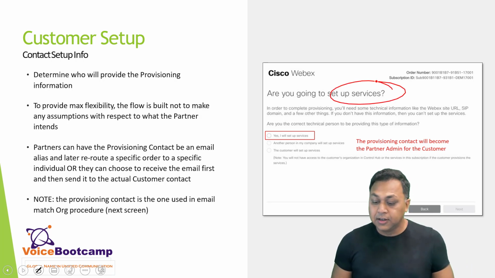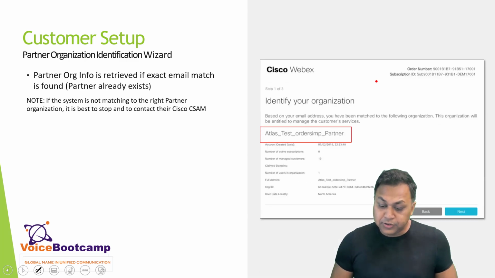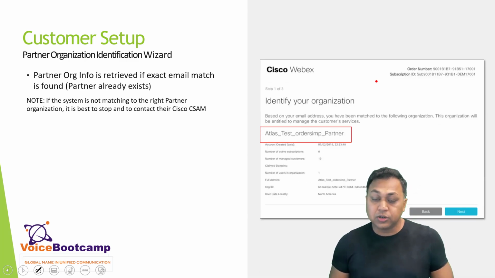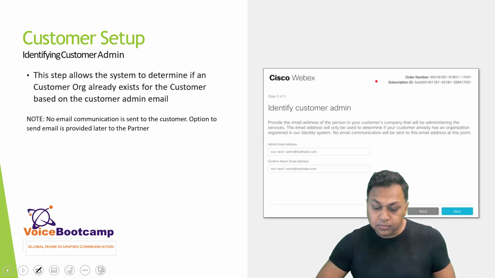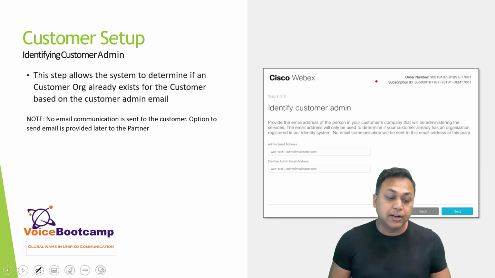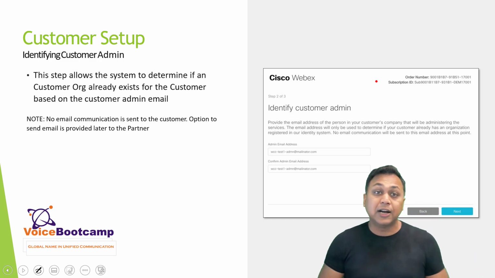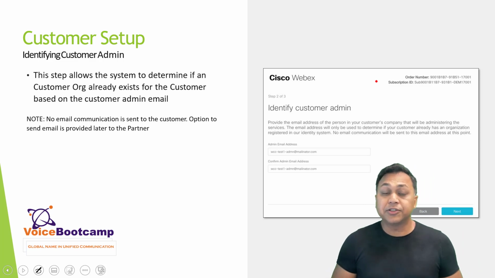You say yes. And then you set up your organization information, or you identify that information about your company is correct. Then you set up your identity custom domain. Now this is where this step will allow system to determine if the customer org already exists based on their customer email address.